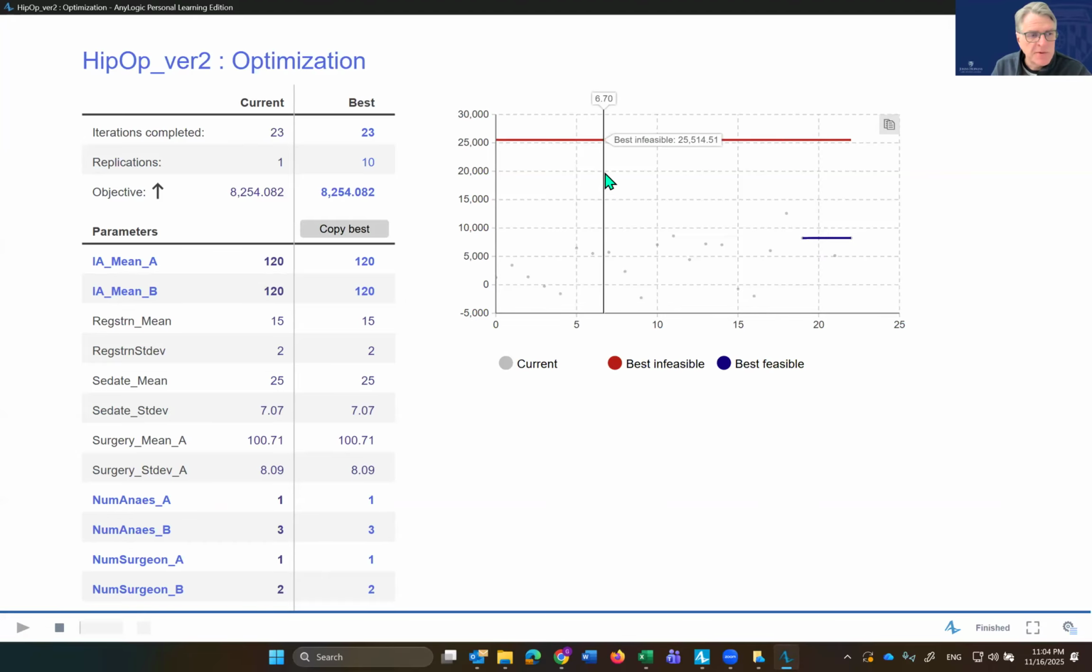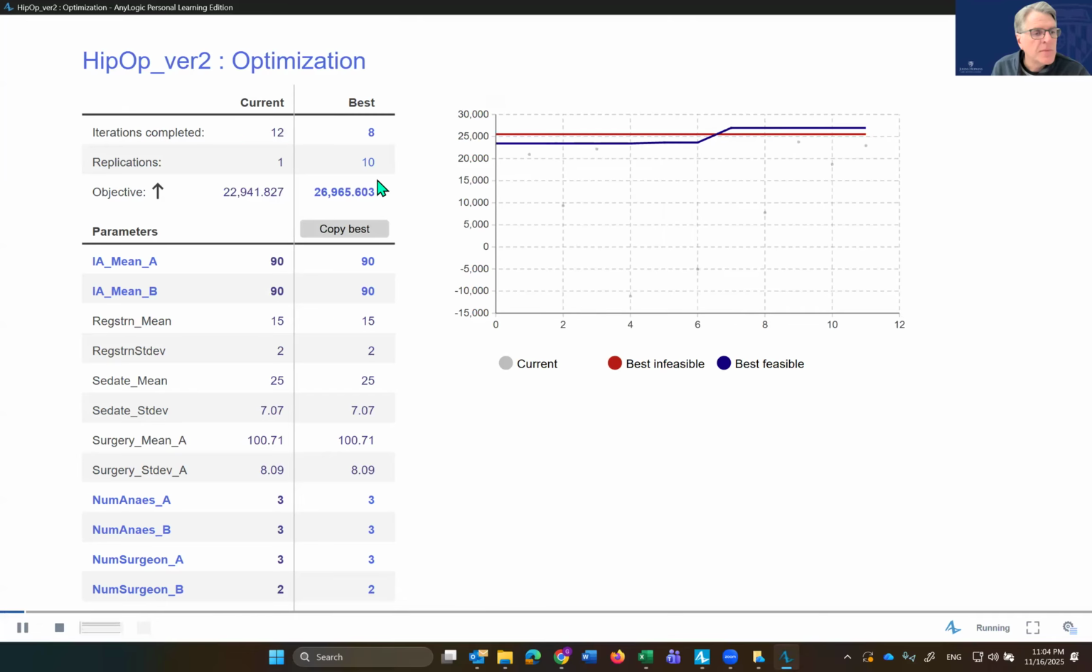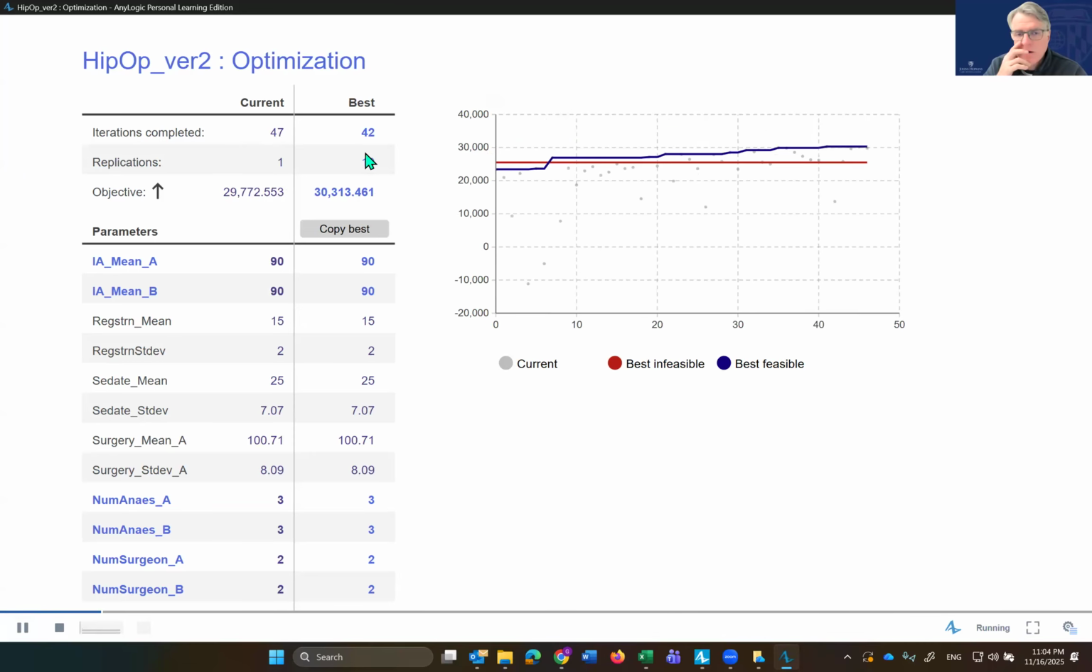Notice how it doesn't step up, it just sort of flatlines here. Try it one more time. Okay, so it did find a feasible solution here. And when you get the feasible solution, it shows in blue. You can see progressively it increases because we are maximizing that profit function.